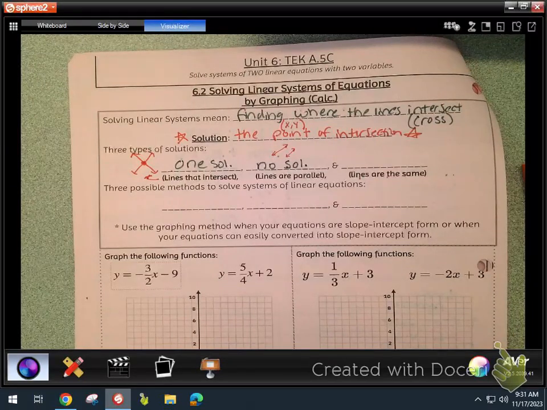Ethan, I want you to fill this in. Stop what you're doing and fill this in.